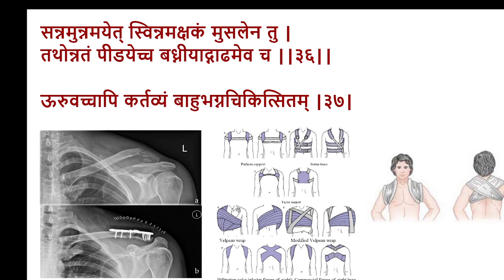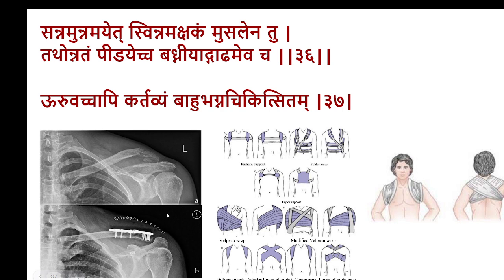Simplest is a figure of 8 bandage, which is more commonly preferred, which keeps the shoulder partially, slightly extended, and that would be enough to immobilize, and union is the rule. So it's a relatively simple fracture from that point of view. Even if there is a malunion, it doesn't really affect the function significantly, and hence it's usually preferred to be managed with a closed reduction.